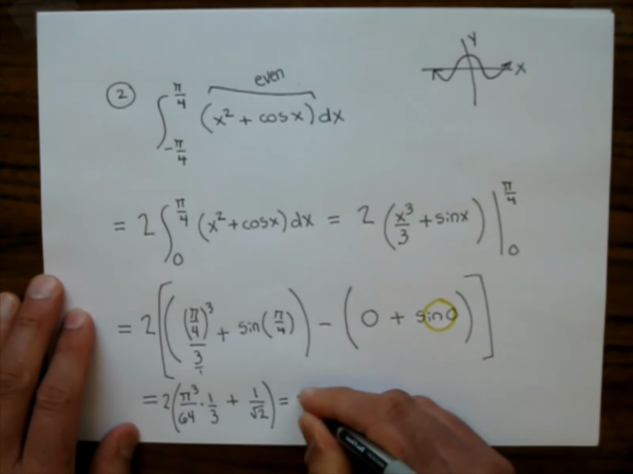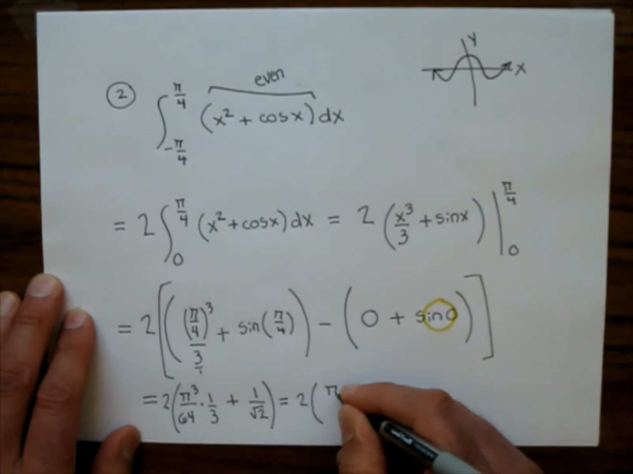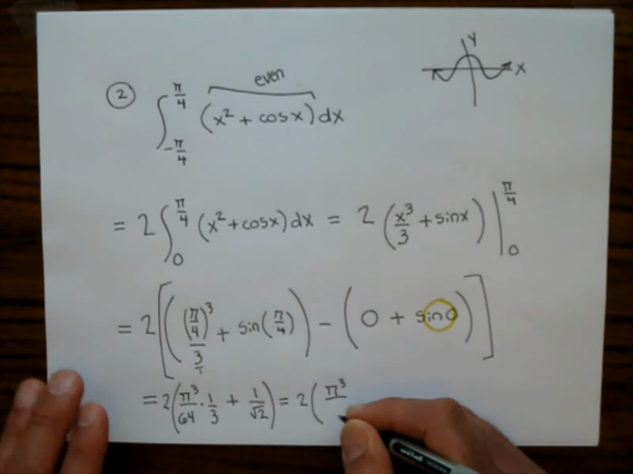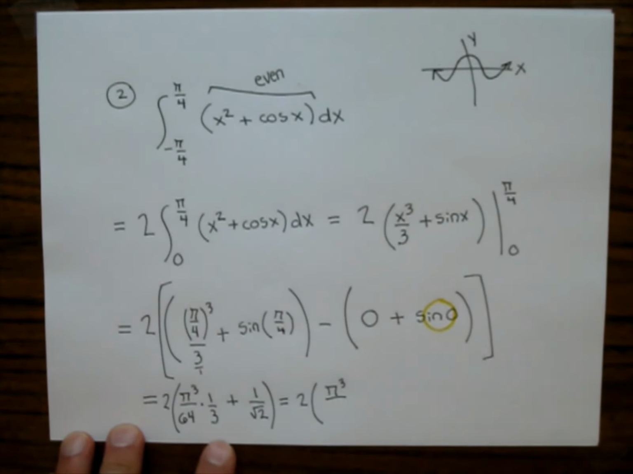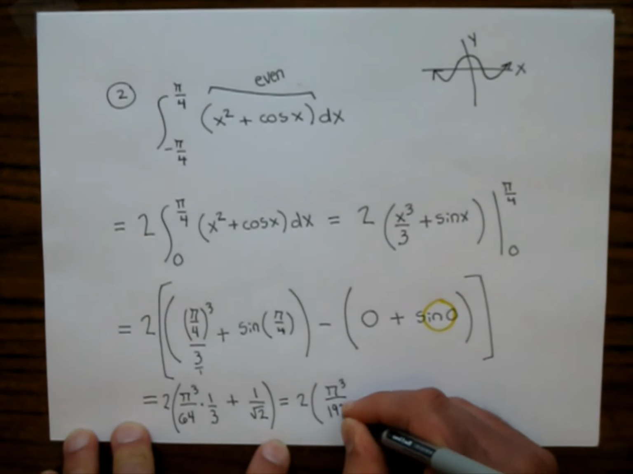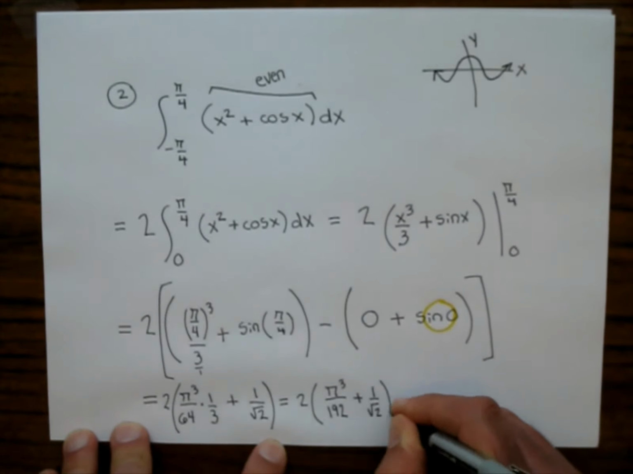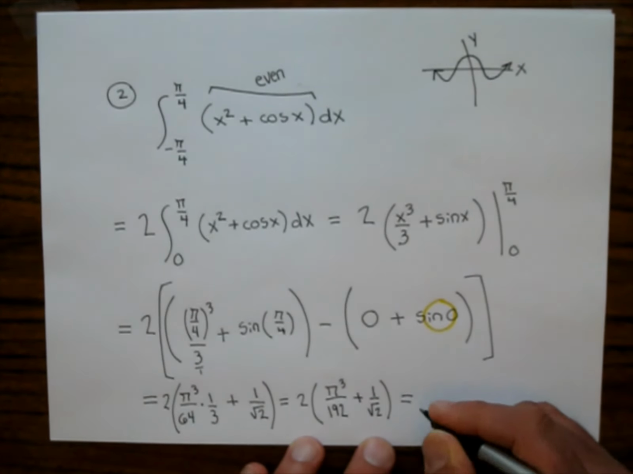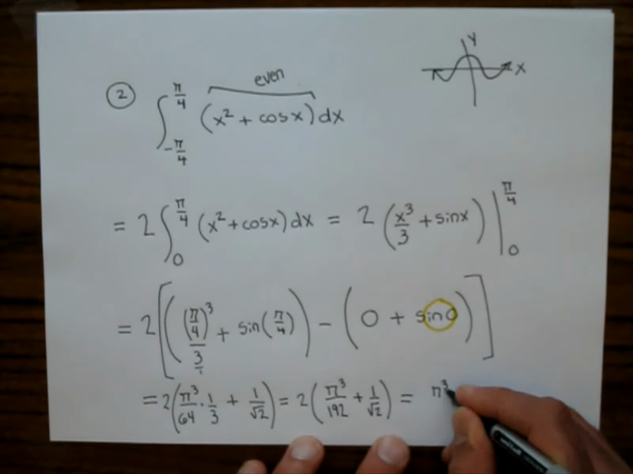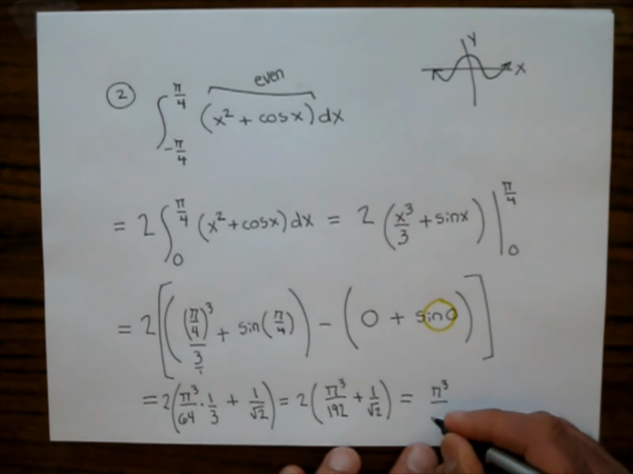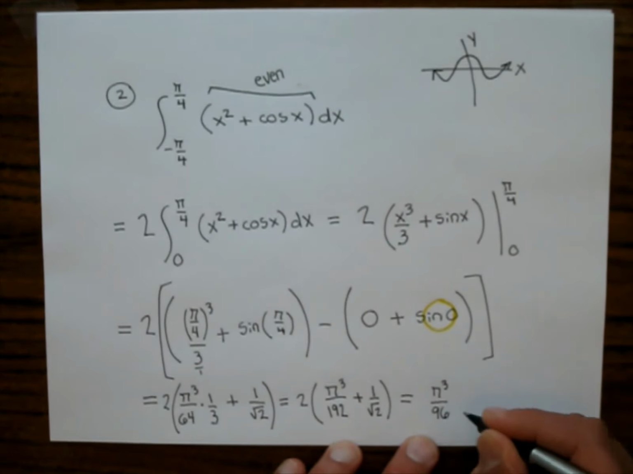So what do we have here? We have 2 times pi cubed, 64 times 3. What is 64 times 3? It is 192. And then we have plus 1 over root 2. Multiply through the 2, so we have pi cubed over 192 divided by 2, which is 96, plus 2 over root 2.